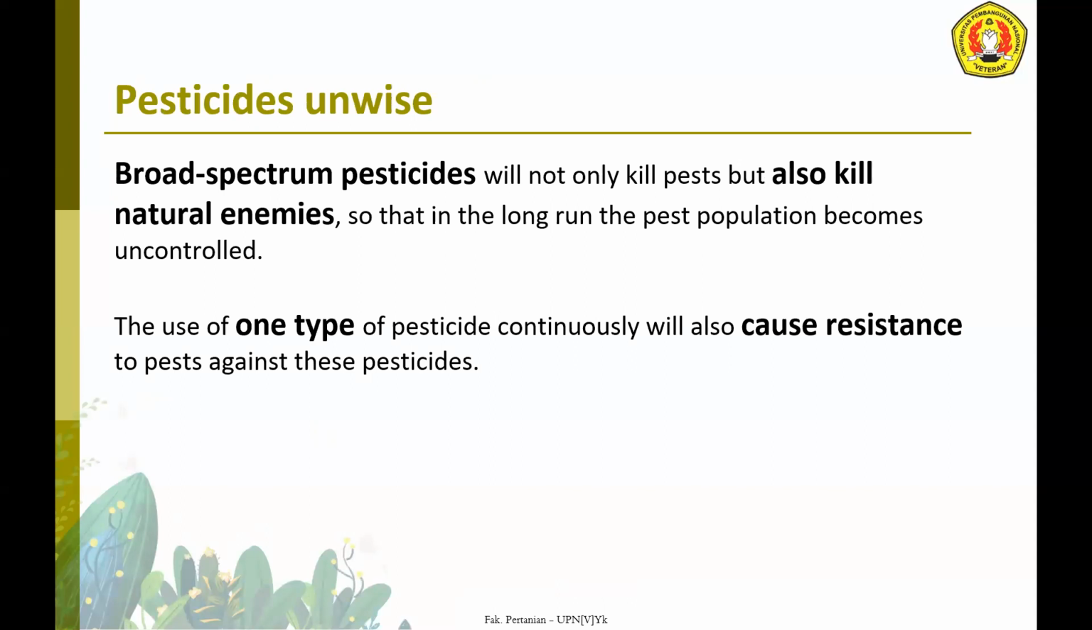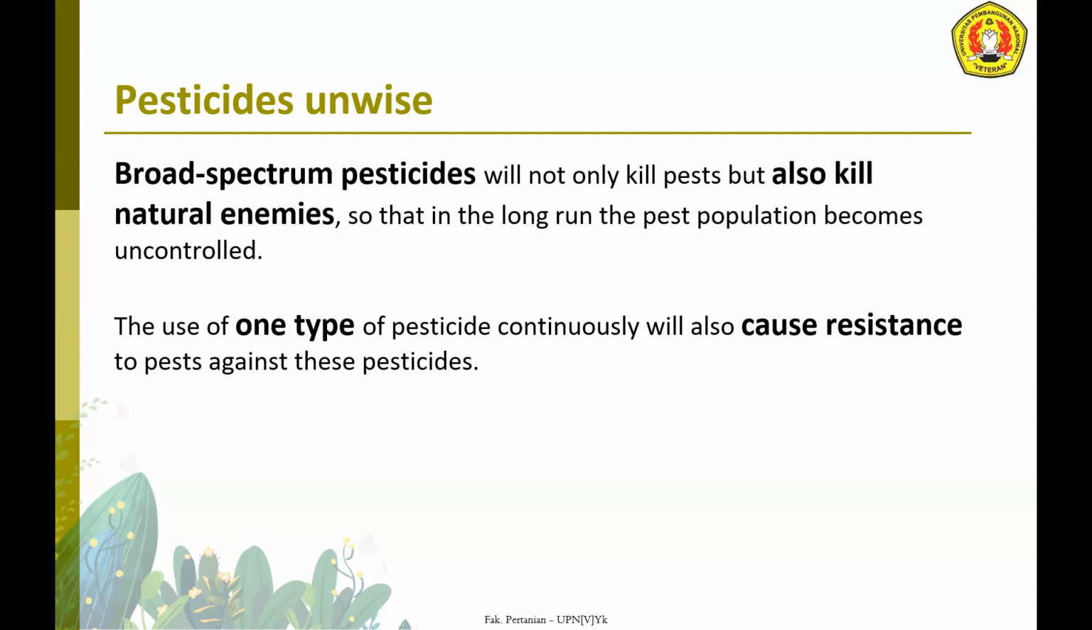Pesticide. There are broad spectrum pesticides that will not only kill pests but also kill other insects, including pest and natural enemy. Broad spectrum pesticide itu pestisida dengan spektrum yang luas. Artinya dia bisa membunuh apapun. Berarti dia tidak hanya membunuh hama, tapi juga serangga lain. Serangga-serangga lain itu termasuk di dalamnya musuh alami yang akan mengendalikan populasi hama itu.